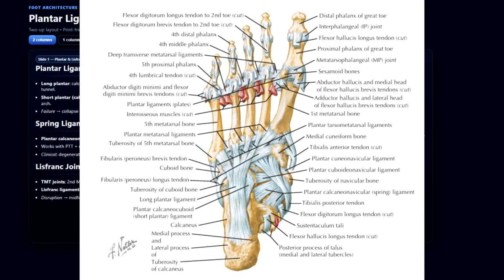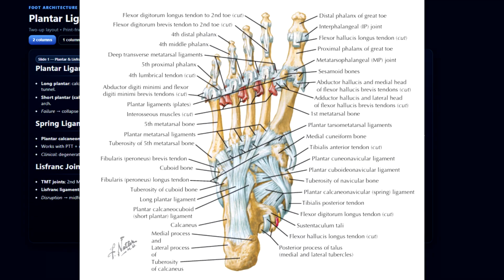Clinical integration. When we step back and look at this entire system, the plantar ligaments, the Lisfranc joint, the MTP and IP joints, we can appreciate the balance between mobility and rigidity. The foot must adapt to uneven terrain, absorb shock, and then transform into a rigid lever to propel the body forward. Failures in this system present with distinct pathologies: Lisfranc injuries with midfoot collapse, plantar plate tears with toe deformities, Morton's neuroma with interdigital pain, sesamoiditis with focal hallux pain, and spring ligament degeneration with acquired flatfoot.